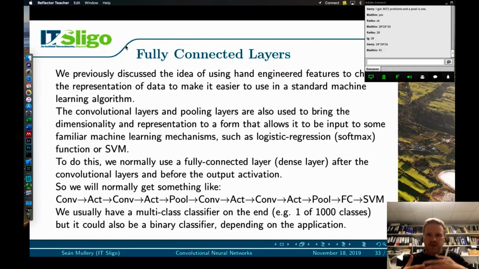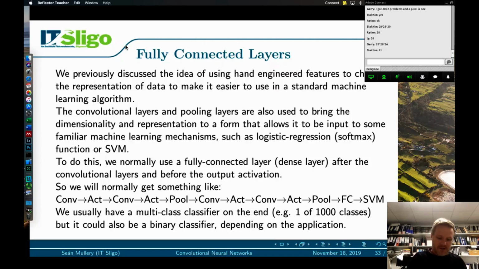We've got to reduce it down to a dimensionality and a representation that makes sense to put into one of those. To do this, we normally use a fully connected layer, sometimes called a dense layer, after all the convolutional layers have finished, and before the output activation. So this final classical machine learning bit that sits on the top normally uses a fully connected layer, so not convolutional. So we'd like to have our convolutional dimensions down to a very small number by that stage.